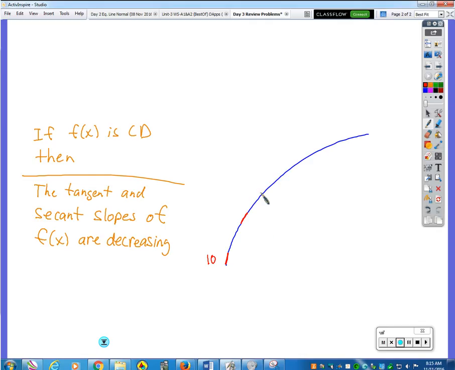Is this line going left? Yeah, you see that it's left. So I'm going to call this 8. We'll call this 5, 1, 2.